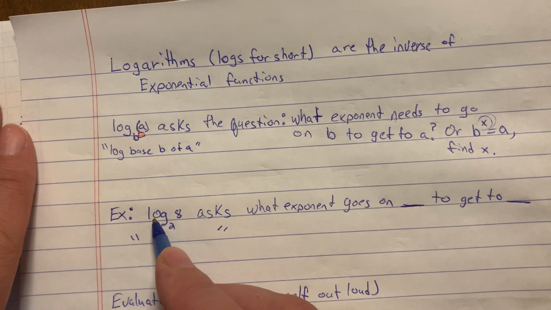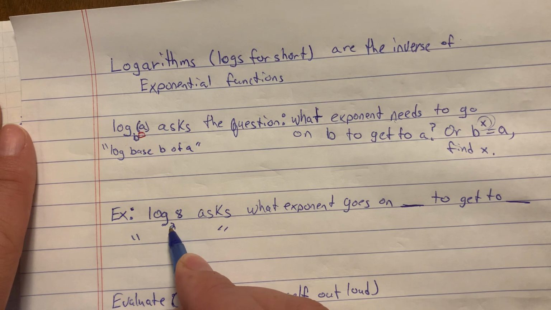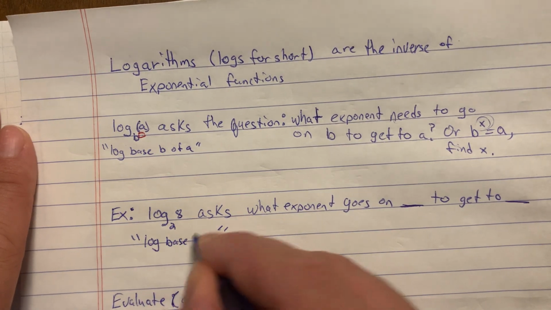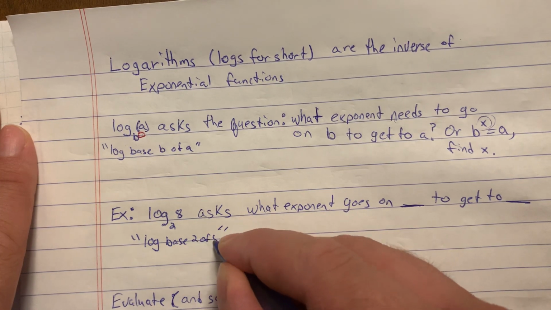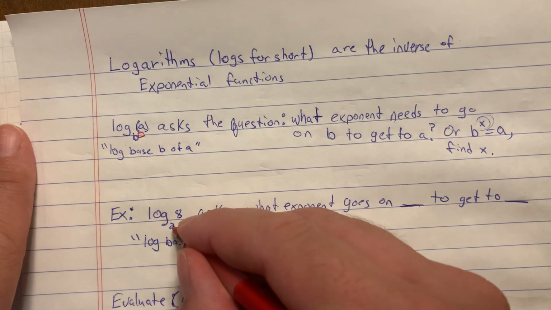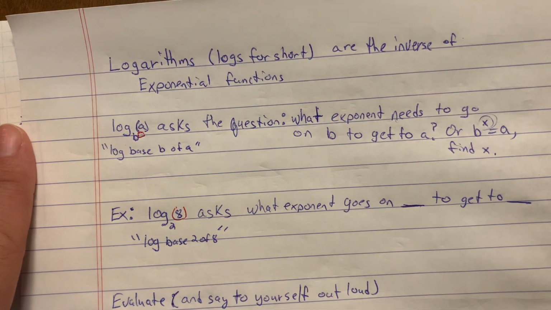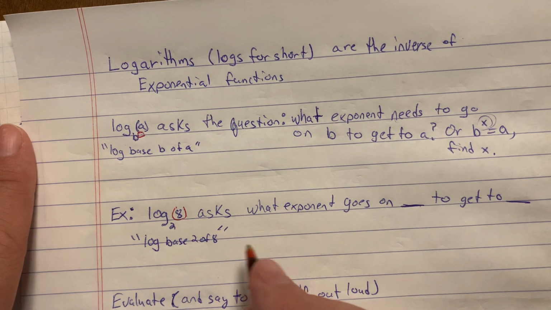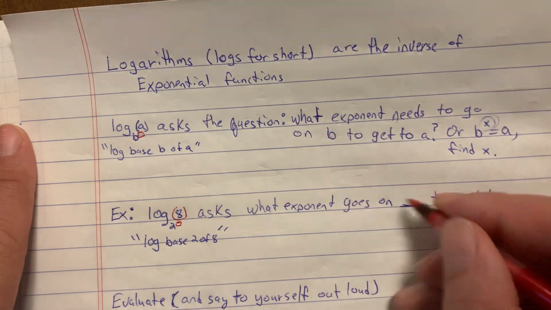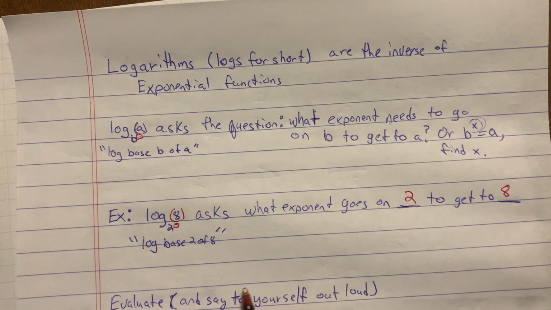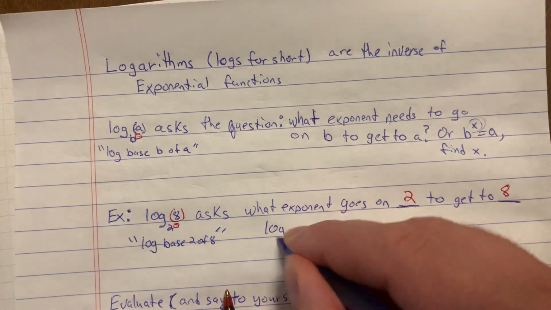This says log base 2 of 8. And log base 2 of 8 asks the question, and again, we could put parentheses here if we wanted to, log base 2 of 8 asks the question, what exponent goes on 2 to get to 8? 2 to what power gets us 8? And so we can write the answer to this as, we can evaluate a logarithm.